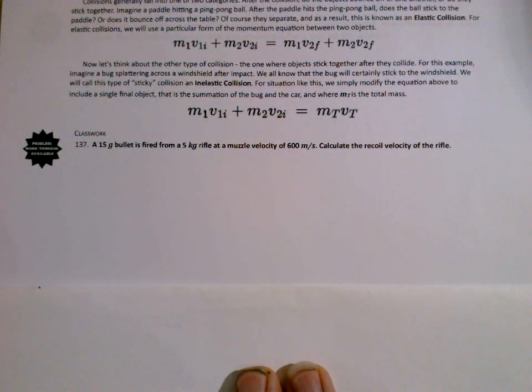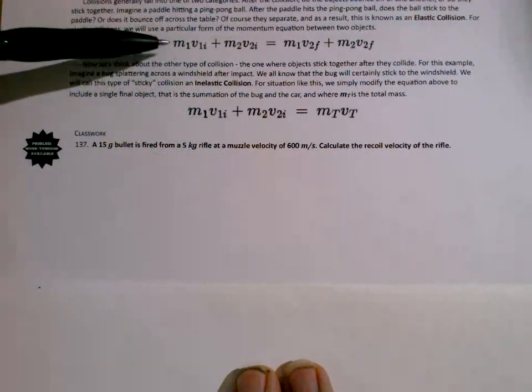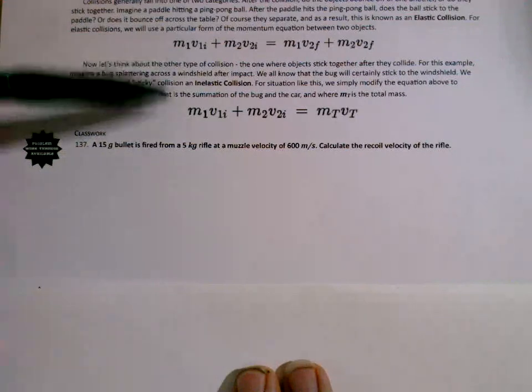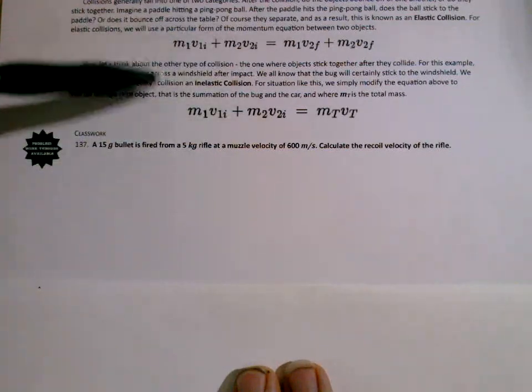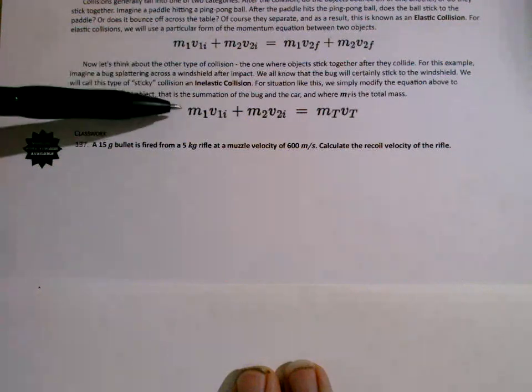This is a problem worked through for problem 137 in lesson 4.4, simple collision calculations. Now, the formulas for these problems look very challenging. As you can see here, we have our elastic collision and our inelastic collision formulas. It does look very confusing and very complicated, but it's really not that bad.